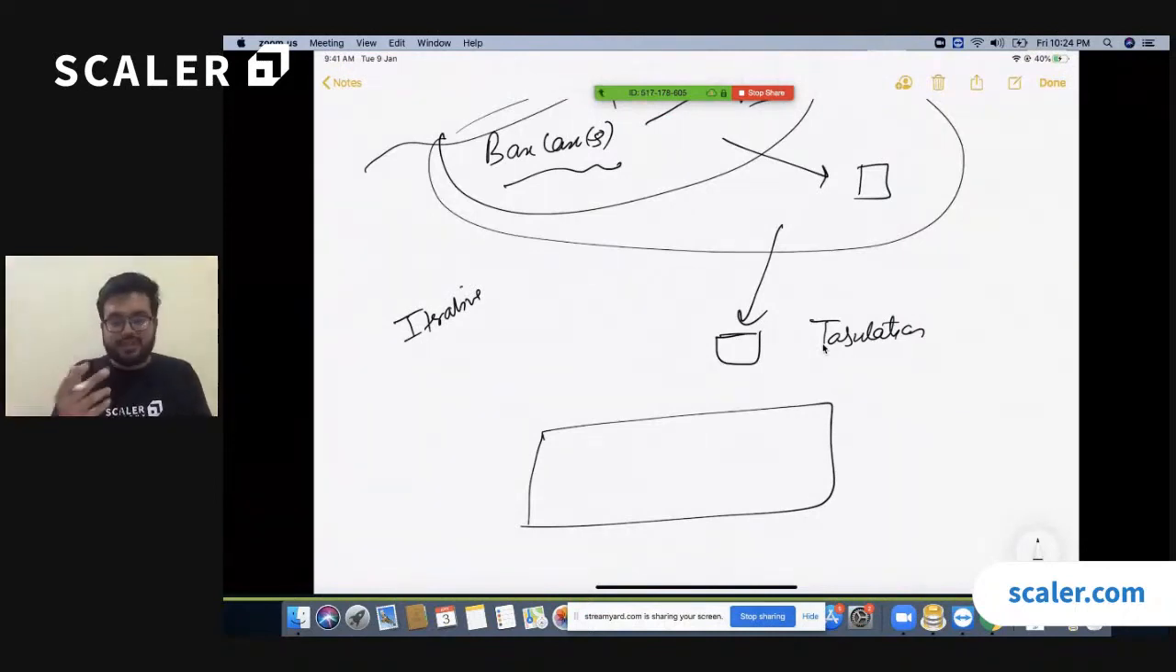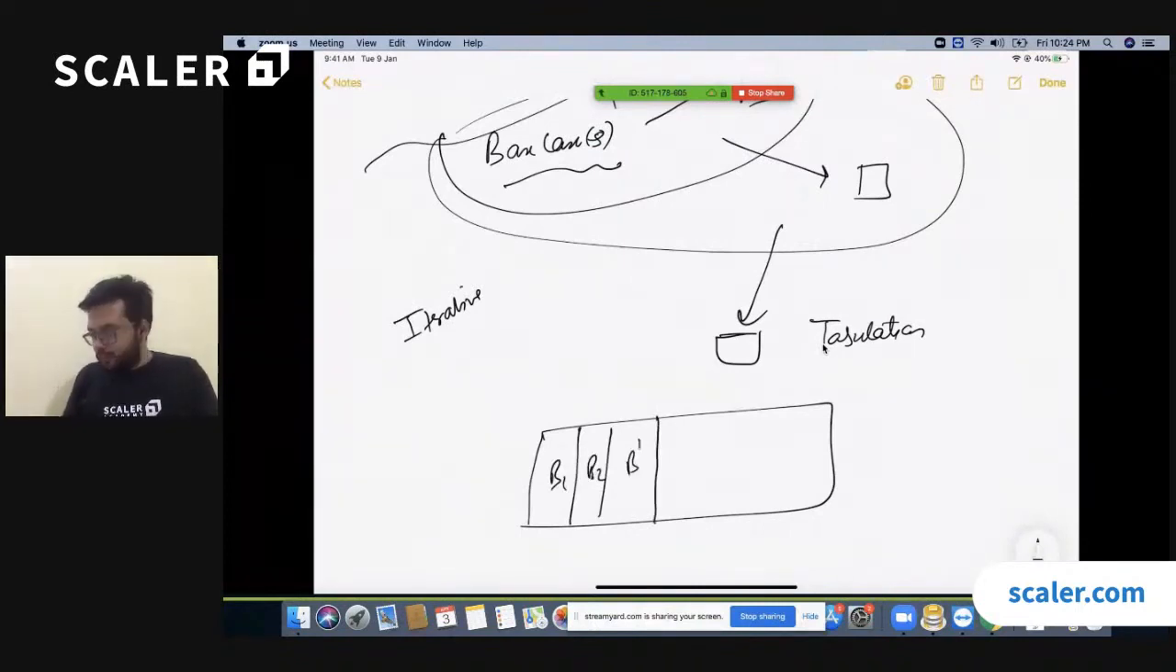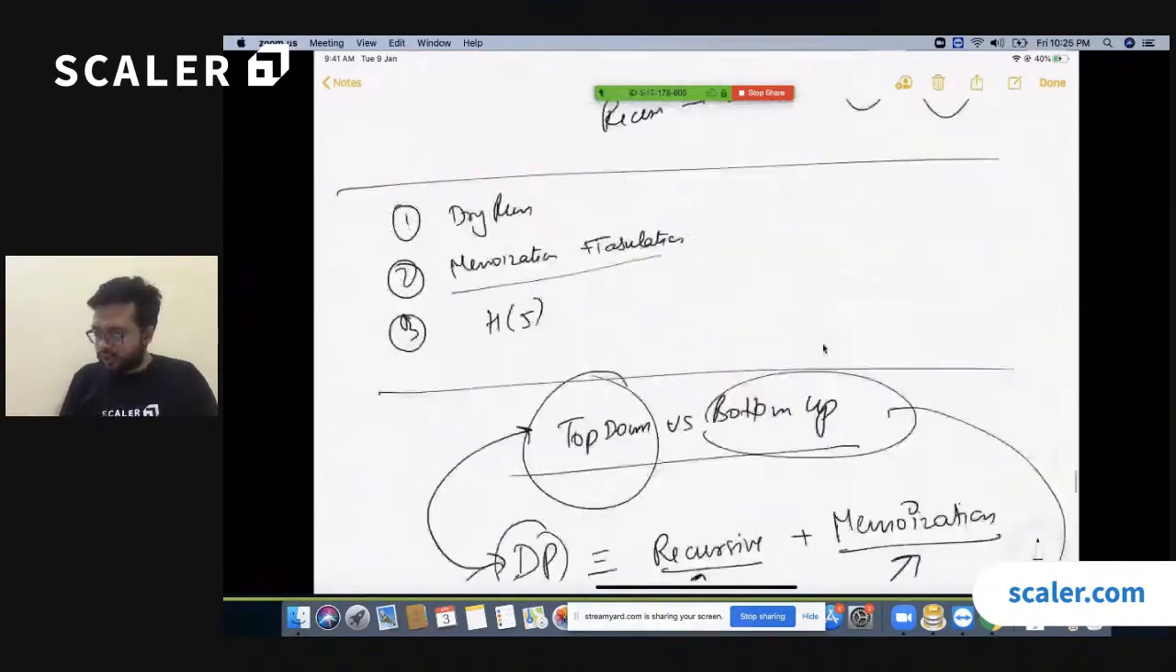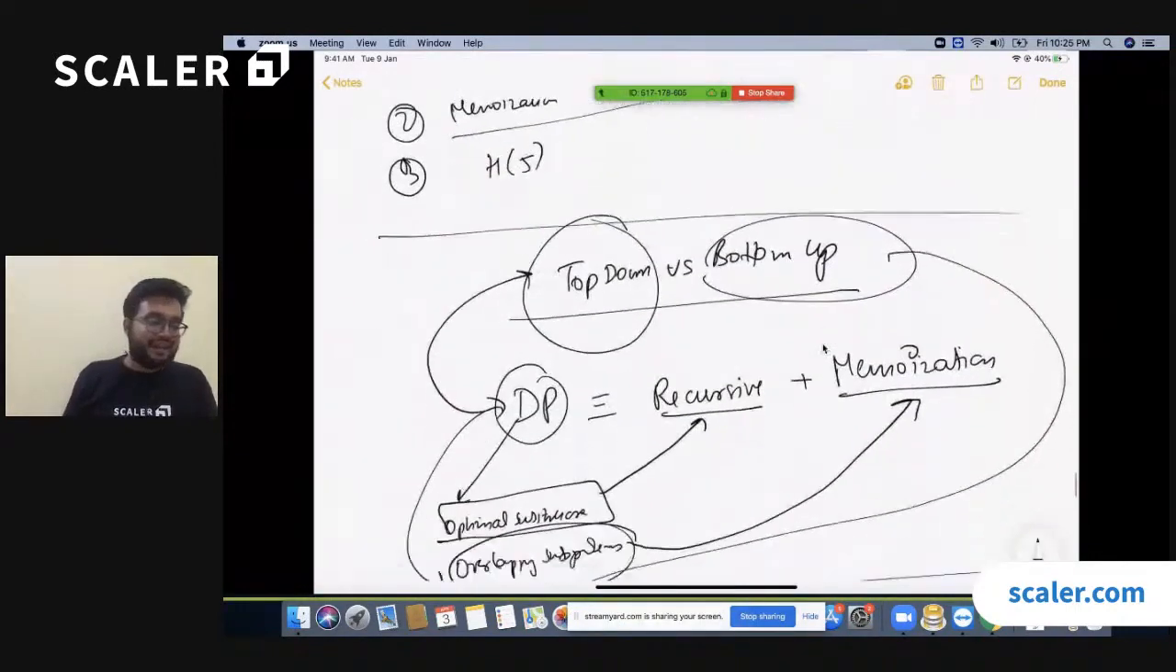Tabulation means that you create a table in which you say that these are the states that I want to compute. You fill the values for the base cases, and utilizing them, you compute a bigger answer. Then, utilizing all these things, a bigger answer, and so on and so forth. You just keep on filling your table, or in other words, you do the bottom-up approach. This is the second way of solving DP problems. So I hope this question should be clear now. Let's now come to dry running this problem.